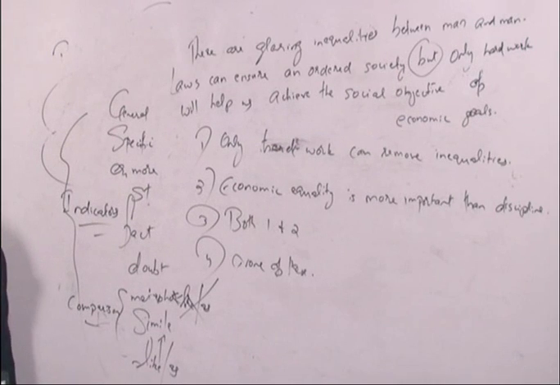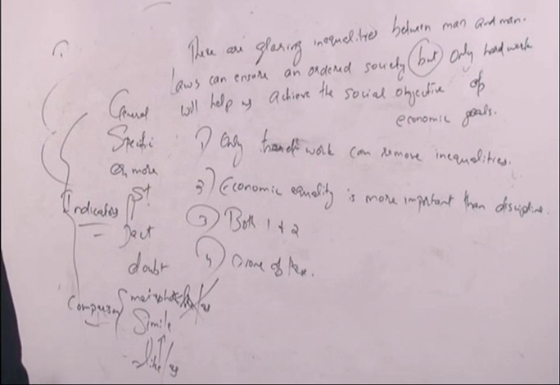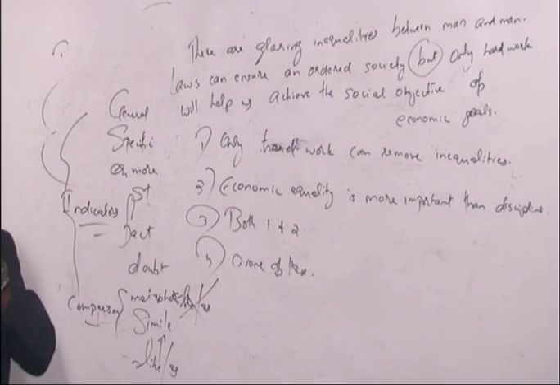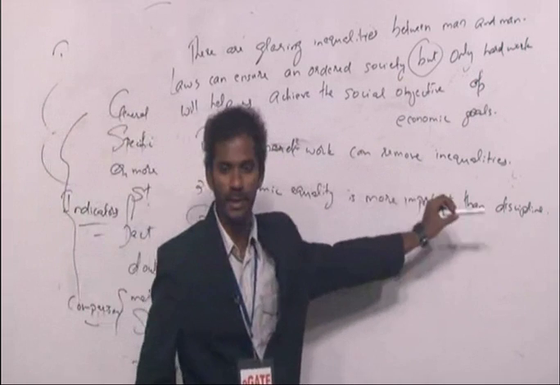One says, only hard work can remove inequalities. Two says, economic inequality is more important than discipline. C says both 1 and 2, and the last one says none of this. Come to the first option. Only hard work can remove inequalities.